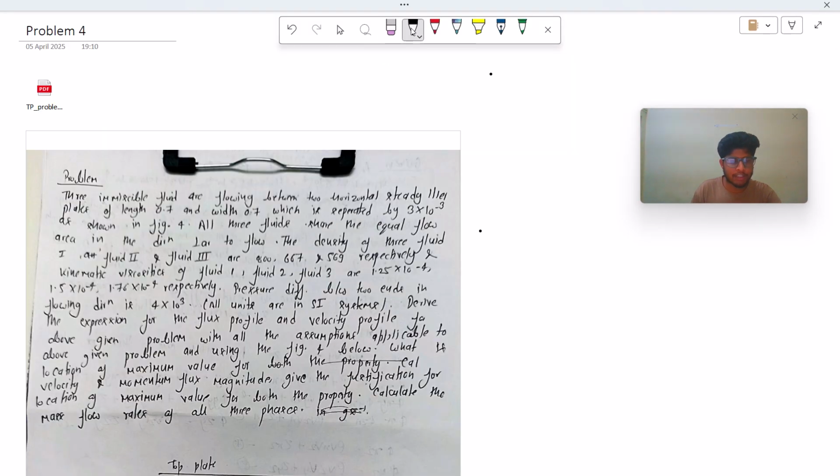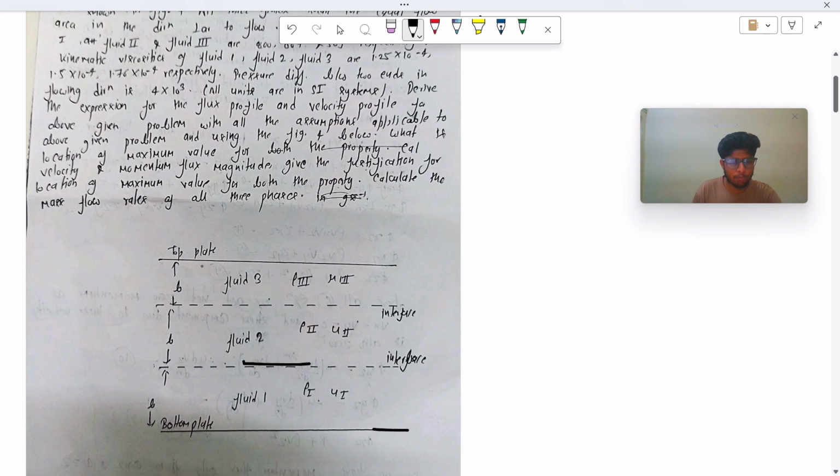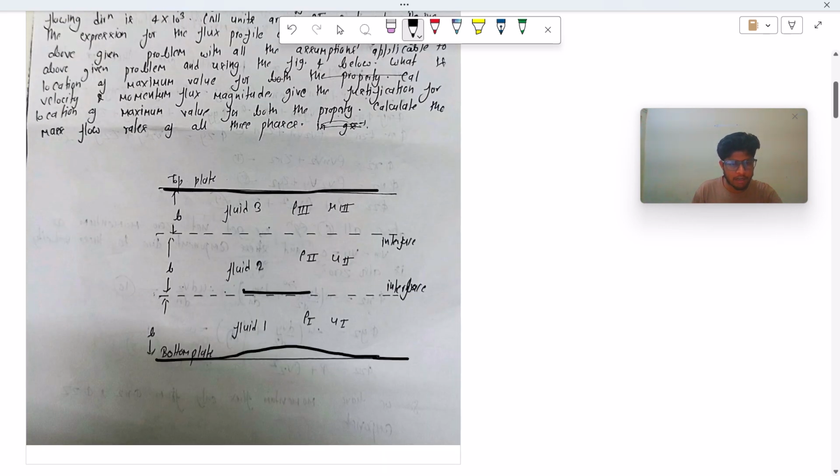So coming to our last problem of shell balanced momentum. In this problem, we can see that we have three fluids flowing between horizontal plates. This is the top plate, this is the bottom plate, and we have the three fluids: fluid 1, fluid 2, fluid 3, which are immiscible with each other, and they are flowing in the horizontal direction.